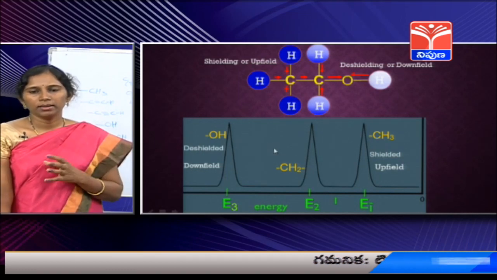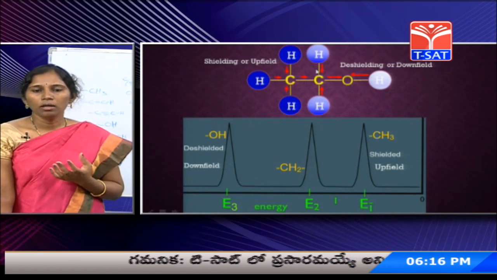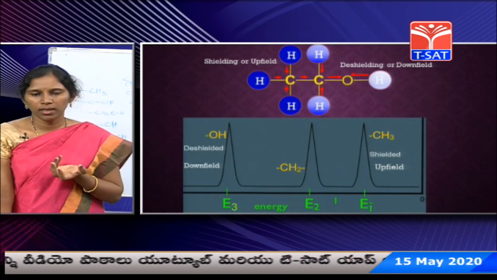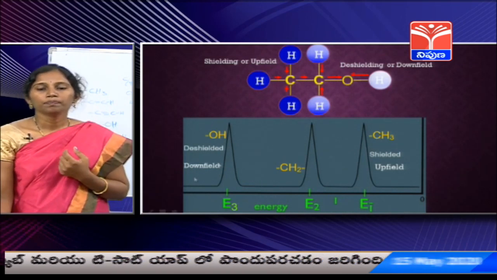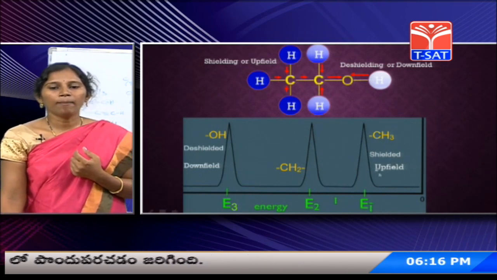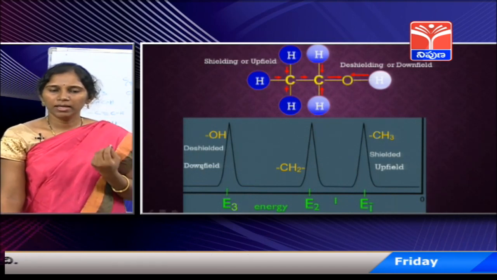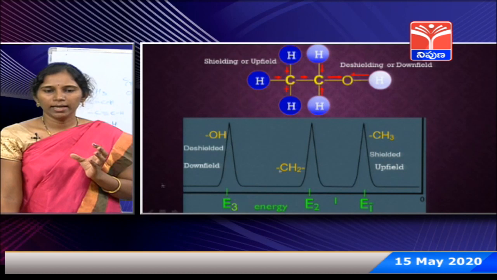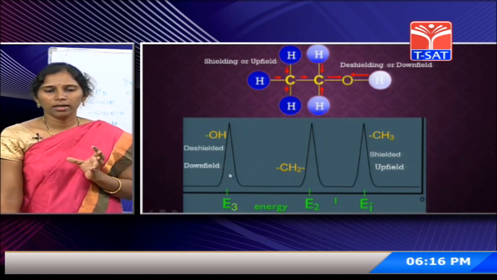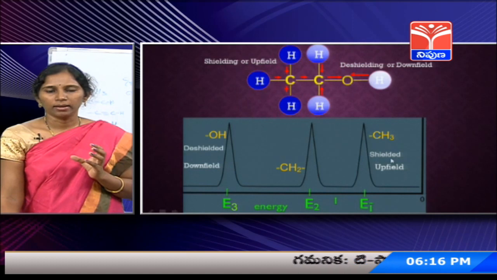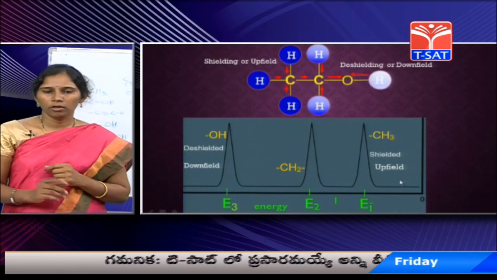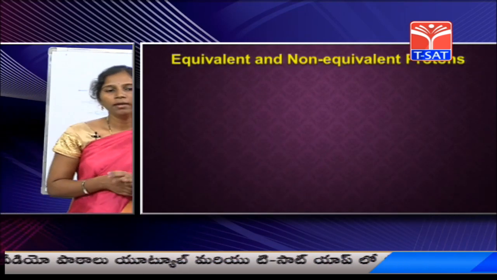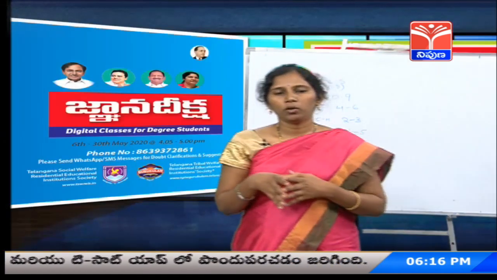In PG entrance exams like that, you may get questions in ethanol about which are shielded protons and which set of protons are deshielded. Like that they may ask you, and here shielded protons means upfield peak, deshielded means downfield peak, and you just remember that upfield means shielded, downfield deshielded. You remember the word DD in US bank, just remember it, it will be useful for you in your competitive exams. By that shielding and deshielding only we get equivalent and non-equivalent protons, right?